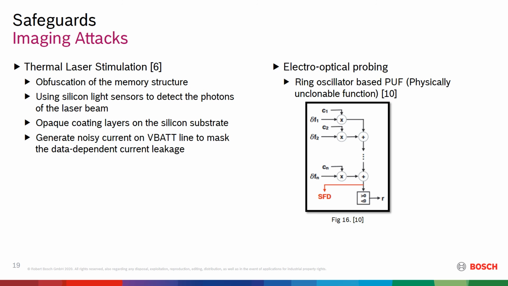Electro-optical probing, on the other hand, uses incoherent light sources. So as a result, you could use ring oscillator based physically unclonable functions. So ring oscillators could be used to detect optical probing attempts, and an electro-optical probing attempt would affect the behavior of the physically unclonable function with a high probability.